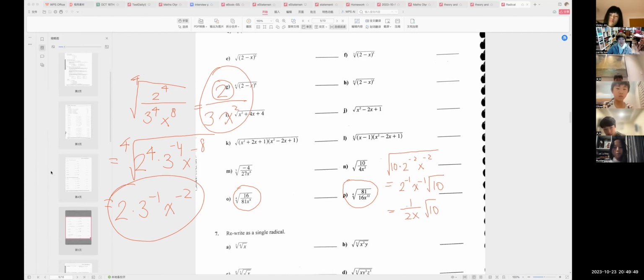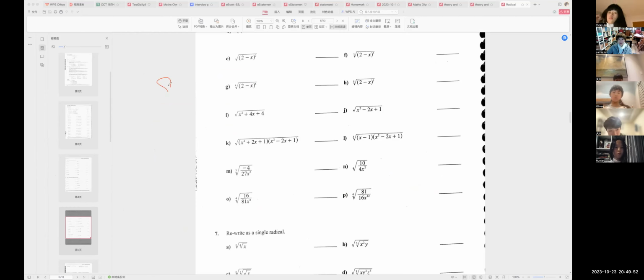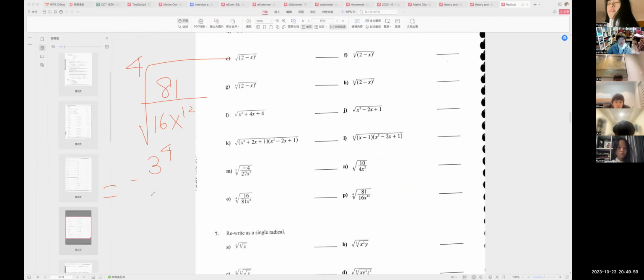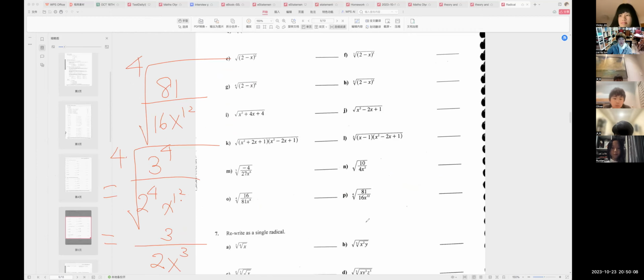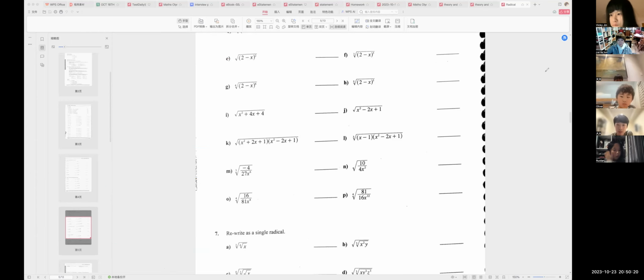Okay, everybody? So let's take a look at the next one. So it's 81 over 16x to the power 12 and radical 4. So that's the same thing. 3 to the power 4 over 2 to the power 4 and x to the power 12. And radical 4 equals 3 over 2 and x, 12 divided by 4 equals what? Equals 3. So it's 3 over 2x cubed. Get it, everybody?